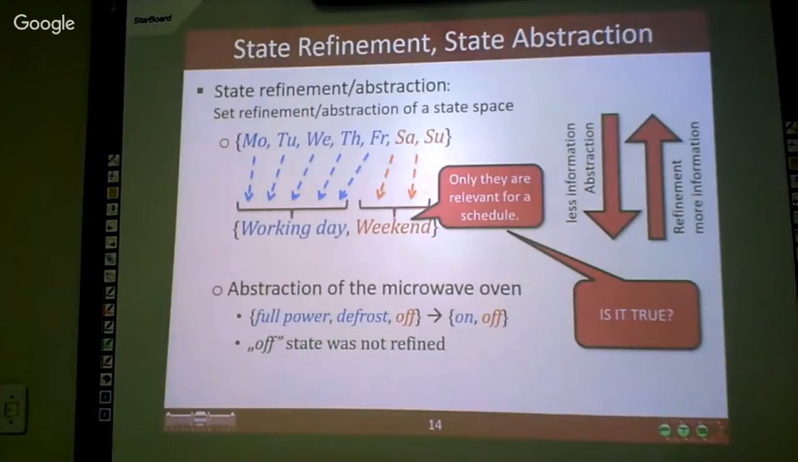And we are just interested in whether it is dangerous or not, for cats, because I think that nobody has tried to put themselves into a microwave oven because it might be too small. So then we will have just one on state instead of the full power and defrost states, but we will not refine the off state and we will not abstract it because that contains enough and the proper information at both levels.